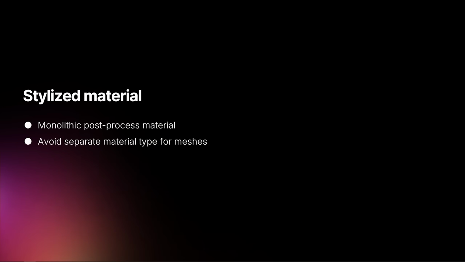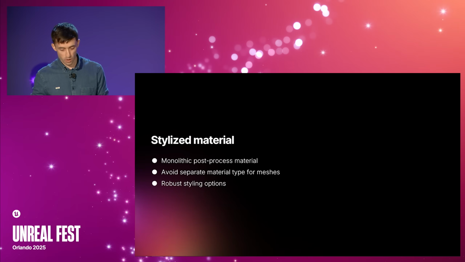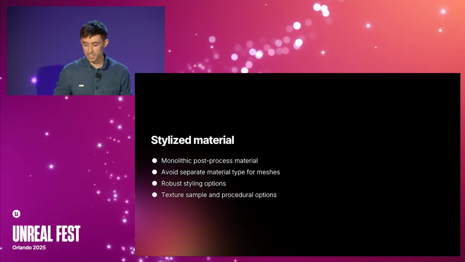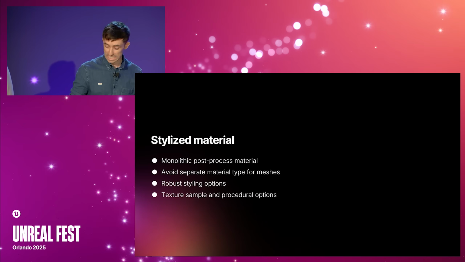So we also wanted to avoid a separate material type for our meshes. The post-process material would just be on top of it, but we don't want to have another one just for all the meshes. So we just use our master material for that. We want to offer as many robust styling options as possible. And we want to be able to have texture sample options and procedural options for nearly everything as well.